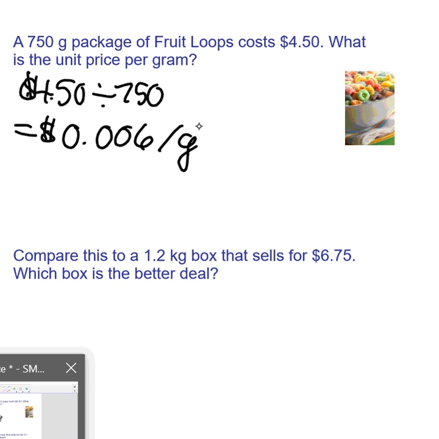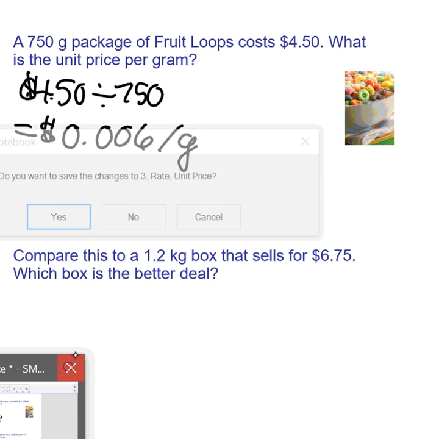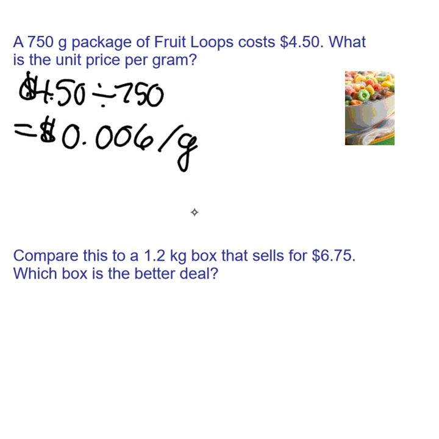So now this is asking, what about a 1.2 kilogram box that sells for $6.75? Let's compare it and let's see which box is the better deal.